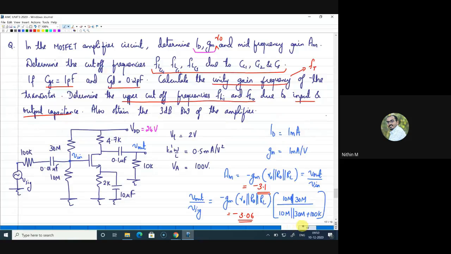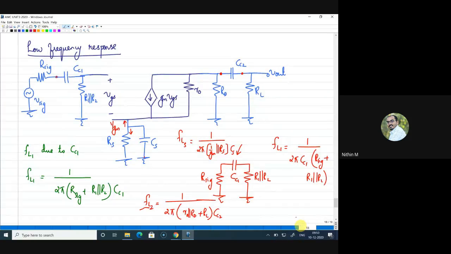So this is all about low frequency response. We understood how to write FL1, FL2 and FLCS. So the basic idea is to write FL1, I should write 1 by 2 pi CC1 into sum of the resistance connected across the capacitor. So here it is R signal plus R1 parallel to R2. Whenever we need to find the resistance across the capacitor, if there is a signal source, we'll assume it as short, and all the other capacitors will assume it as short.